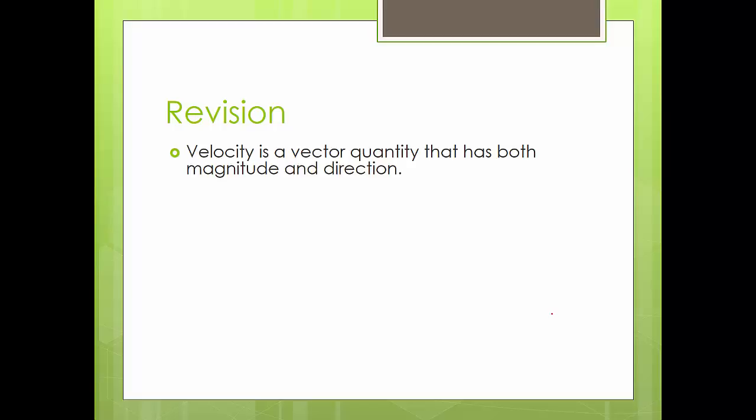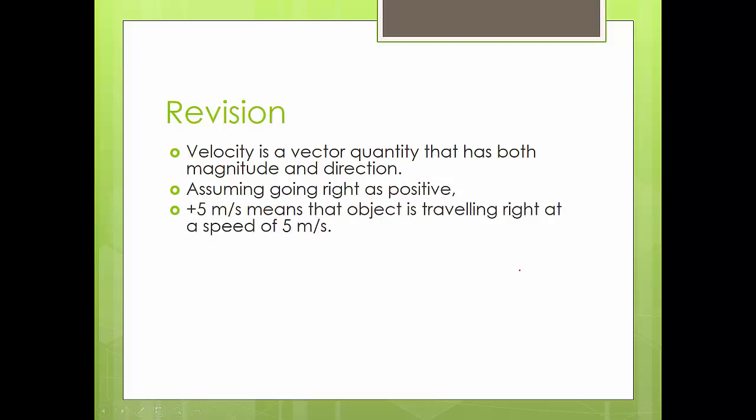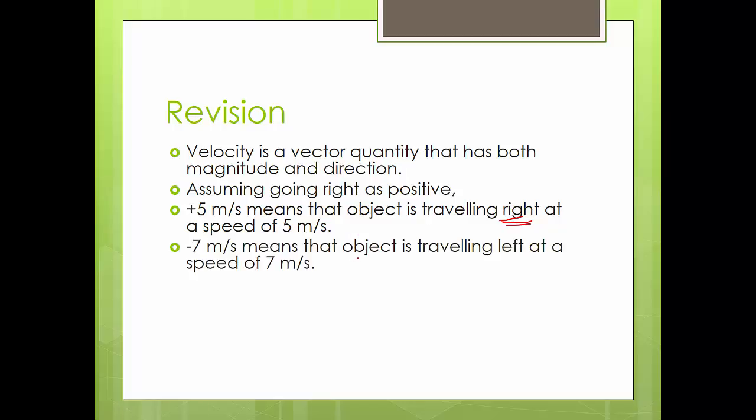Before we go on, we need to understand certain ideas. First, velocity is a vector quantity, and a vector quantity has both magnitude and direction. Assuming that going towards the right is positive, plus 5 meters per second means the object is traveling right at a speed of 5 meters per second. If you have negative 7 meters per second, the object is traveling left at a speed of 7 meters per second. It's because going right is considered positive, so negative means it is going left.